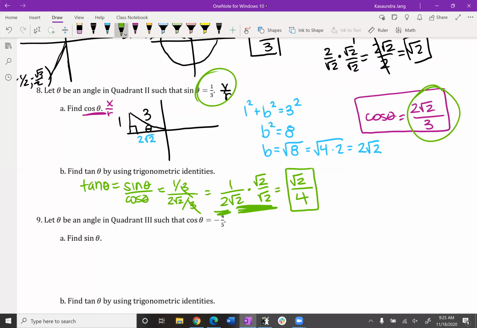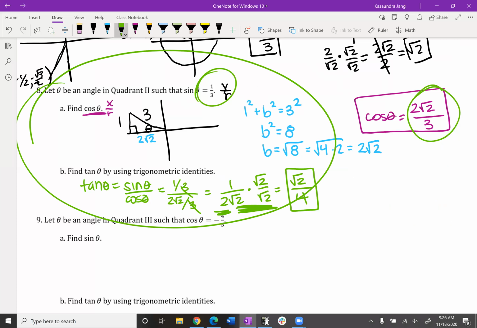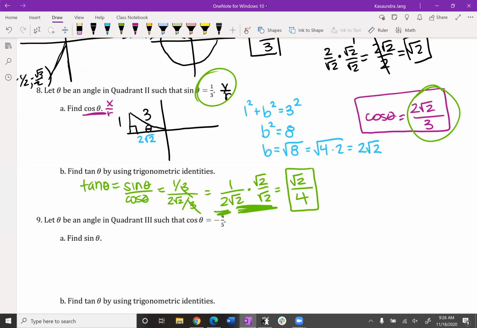All right, so you guys can do this type of problem on your own. Use the unit circle, or I guess it wasn't even the unit circle. It was a different radius. It wasn't a radius of 1. So use that to make a triangle, find whatever trig function they want, and then you can use identities as well. All right, I'm going to move on to number 9 then.